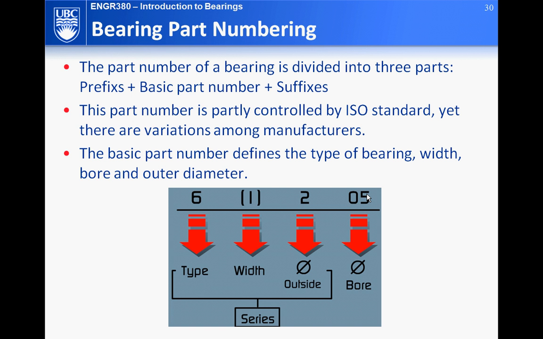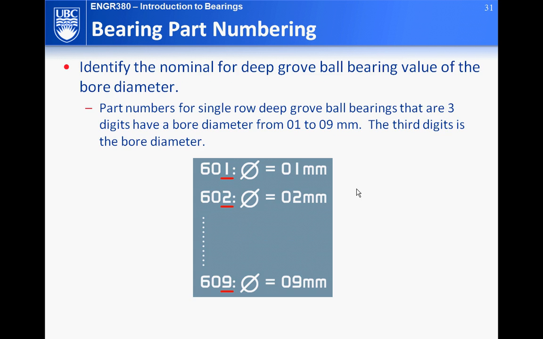And there is a quick way of checking this. For example, 05, the bore size is basically going to be 05 times 5, so 25 millimeter. However, not always like that. If it's 01, 02, it's not times 5. So let's look at a couple of examples, then I'll show you one diagram.